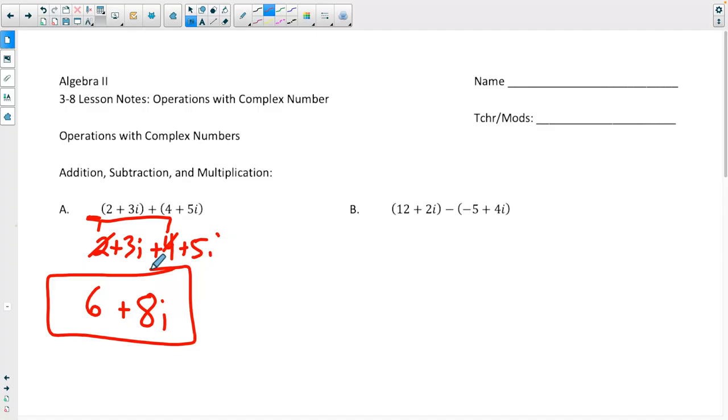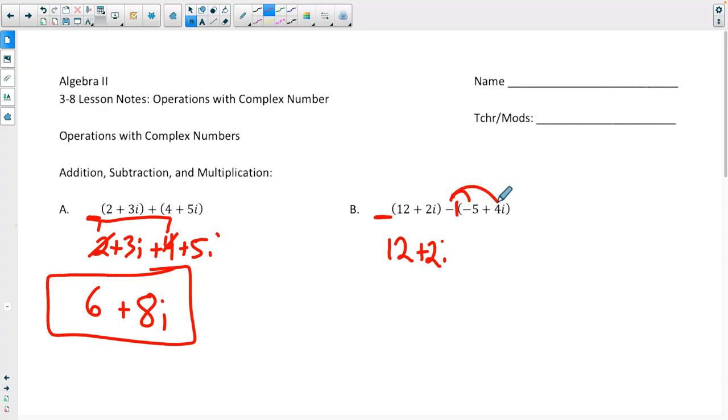Letter B. Slightly different. There's one little thing that we have to do before we can actually do the same thing. So if I look out here, there's nothing there. So I'm going to write 12 plus 2i. So it's the exact same thing as the last problem so far. The difference comes from this. This subtraction symbol is like a -1. That -1 has to get distributed to the next two pieces.